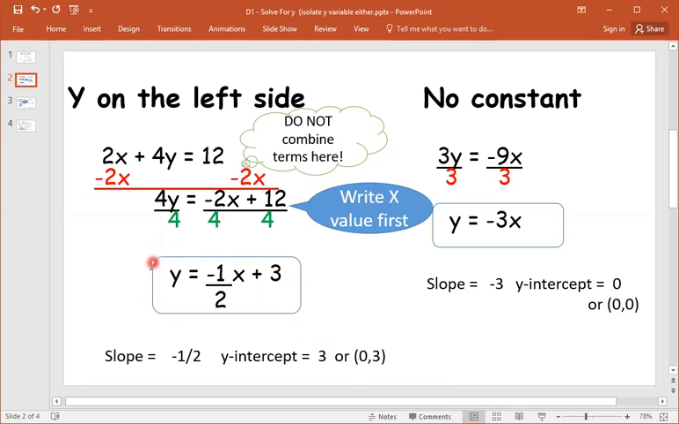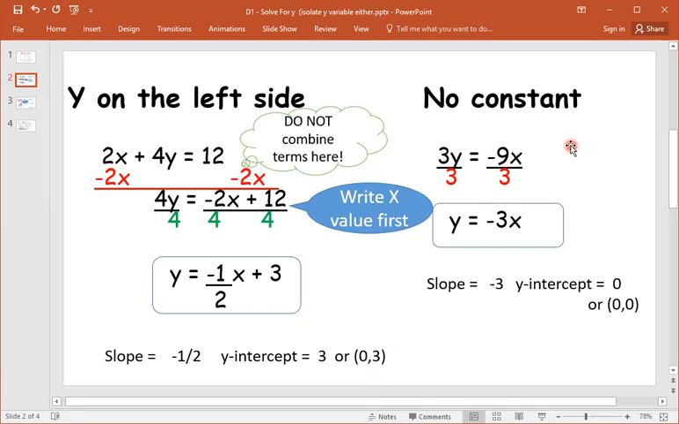It is now in the form y equals mx plus b, and I can pull off my slope. The slope is sitting in front of the x. It is negative 1/2 here, and it does not include the variable x, only the number. The y-intercept is where it crosses the y-axis, and that is the positive 3. So our y-intercept is 3. Or we can write that as a coordinate 0, 3 because we are talking about a point on a graph.